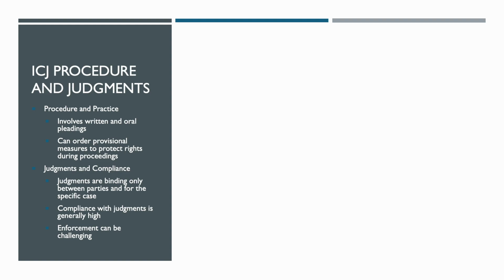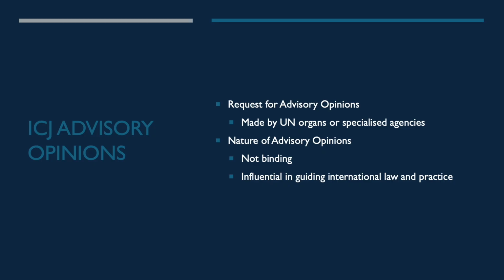ICJ judgments are binding only between the parties and in respect of that particular case. Compliance with judgments is generally high, although enforcement can be challenging. The ICJ can give advisory opinions at the request of United Nations organs or specialized agencies. These opinions are not binding but are influential in guiding international law and practice.